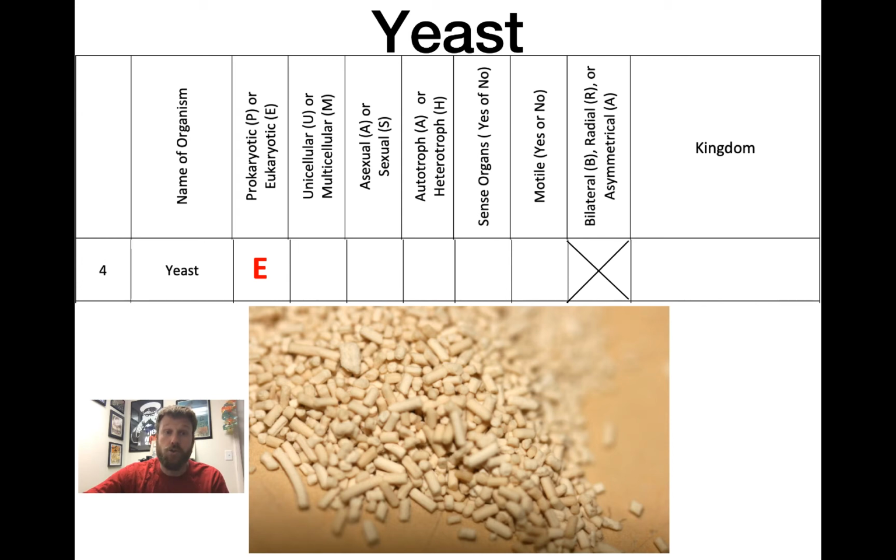When we look at yeast, this one might have caused us some problems, but yeast are actually eukaryotic cells. Their cells do have a nucleus, but they are unicellular. Okay, most of the time, yeast is asexual. It reproduces asexually. Once again, if you do a little research, you'll see they can reproduce sexually, but most of the time it's just asexual cellular division. They do not make their own food. They are heterotrophs. They do not have a nervous system, no sense organs. Yeast cannot move around. Once again, I'm not going to worry about the symmetry of something that's unicellular, but yeast actually fit into the kingdom of fungi.